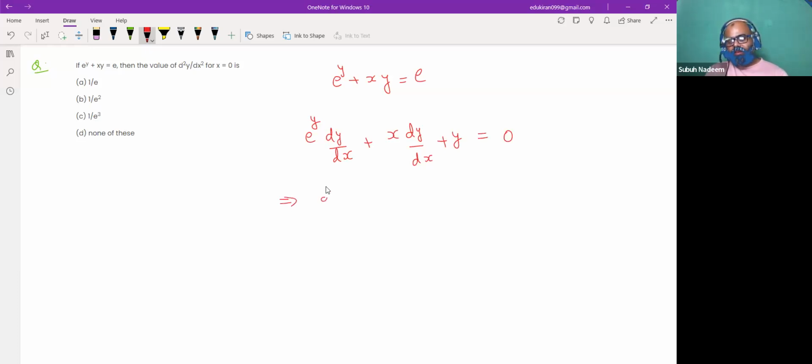Now we take dy by dx as common and it will be (e to the power y plus x) dy by dx plus y equal to 0. So this is the first relation. This is the second relation.